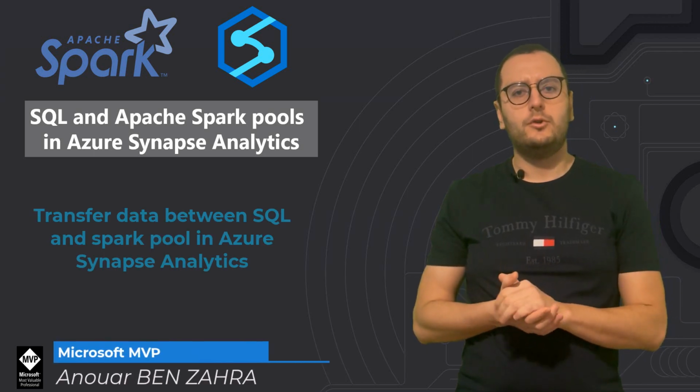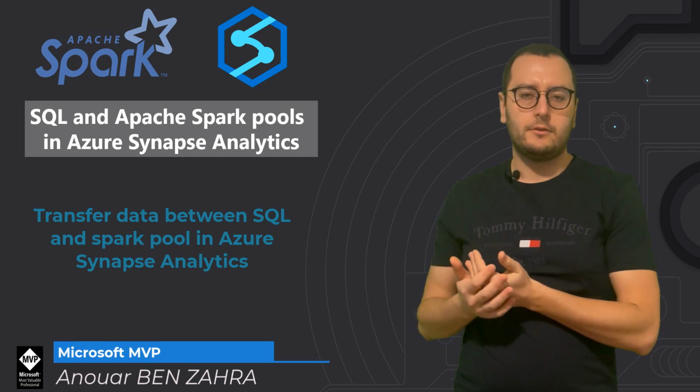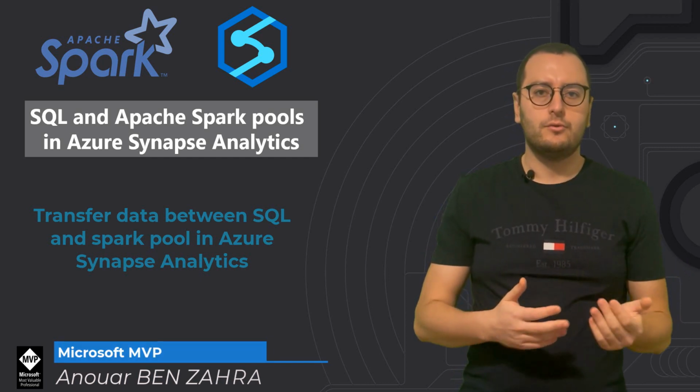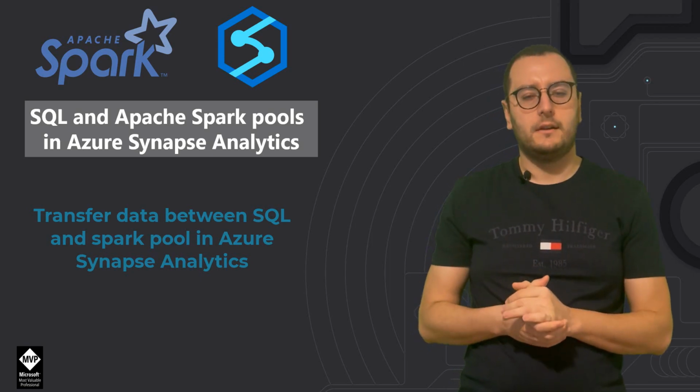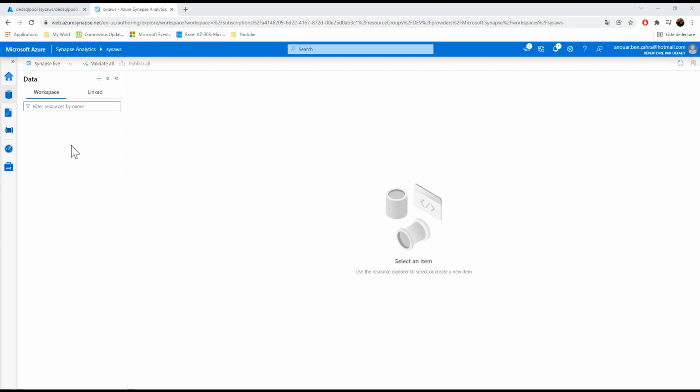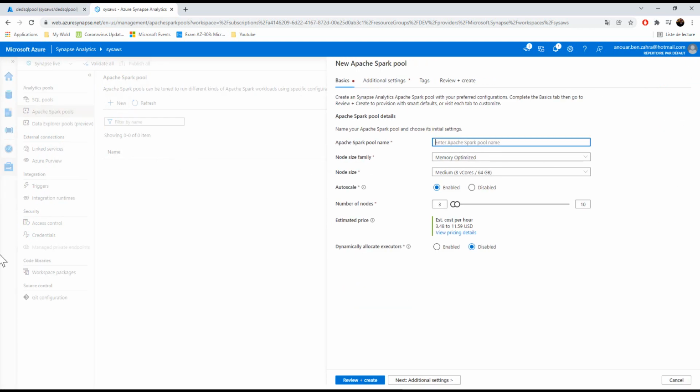In this demo, I'm going to show you how to transfer data from the SQL dedicated pool to the Apache Spark pool in the Azure Synapse Analytics. So let's start by creating an Apache Spark pool. For that, I'm going to manage Apache Spark pools and create a new Apache Spark pool.